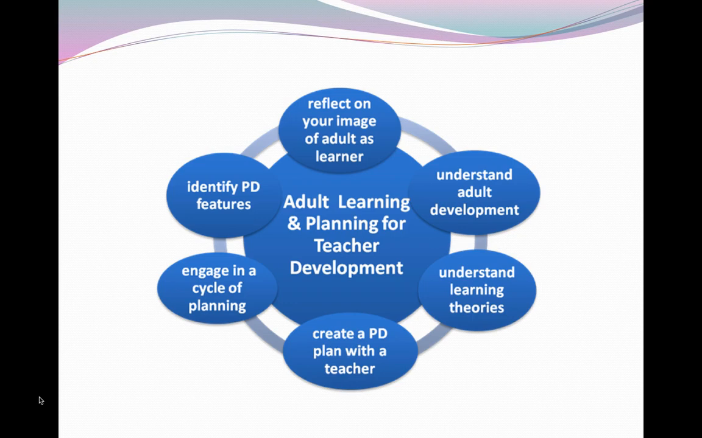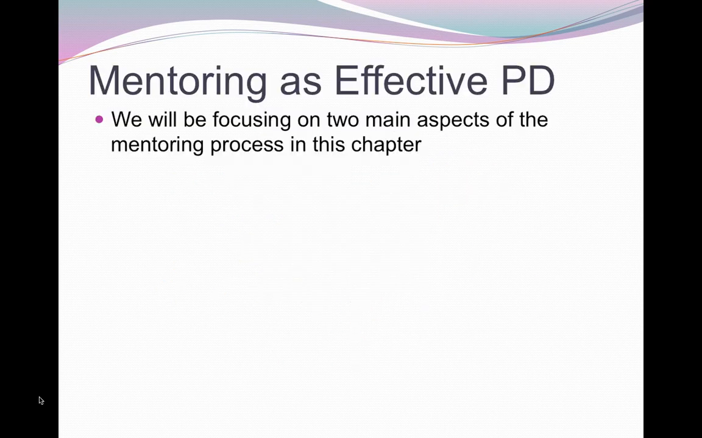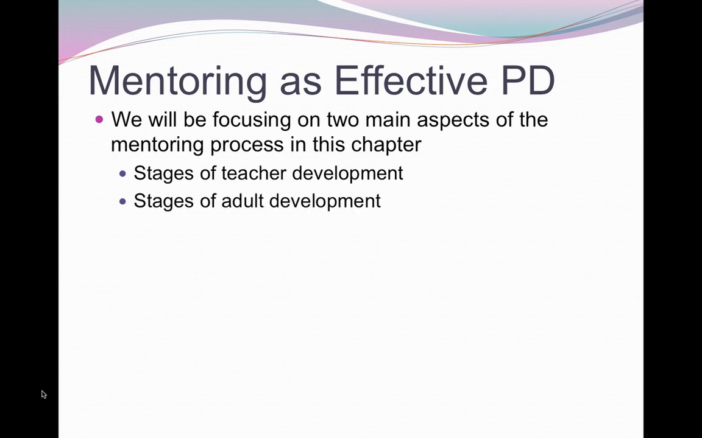All right. So we're going to be focusing on two main aspects of the mentoring process in this chapter. One is the stages of teacher development. So we've talked about this in previous chapters, but the fact of a new teacher, somebody fresh out, or 1 or 2 years into it, then your teachers that are 3 to 5 years into it, and then 5 generally plus years in those different stages, which we'll talk about, and there's actually some names for those stages and so forth. And then the stages of adult development.